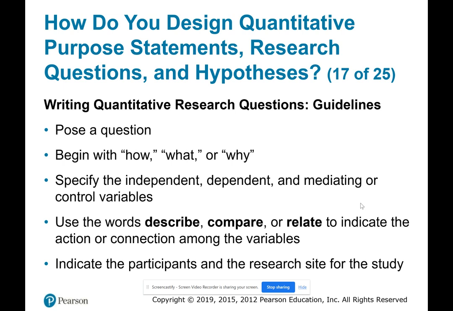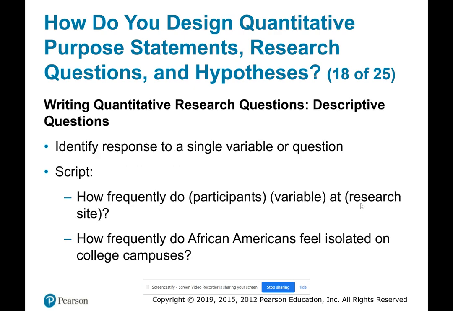The basic steps in forming a research question are the following. Number 1, pose a question. Number 2, begin with how, what, or why. Number 3, specify the independent, dependent, and other variables. Number 4, use words like describe, compare, relate to indicate the action or connection among the variables. Number 5, indicate the participants and the research site for the study. Researchers use descriptive questions to identify participants' responses to a single variable or question. This single variable may be an independent variable, dependent variable, or a mediating variable.